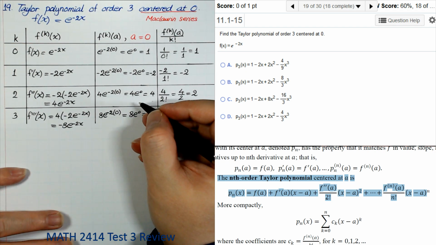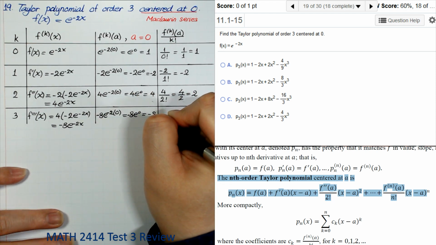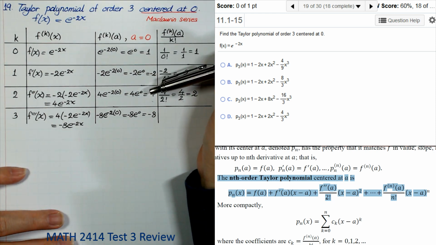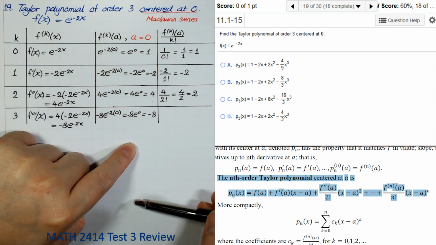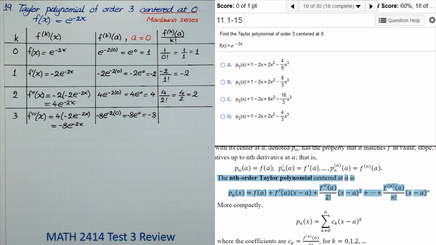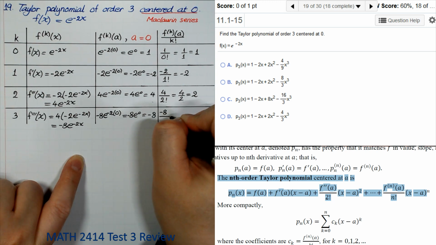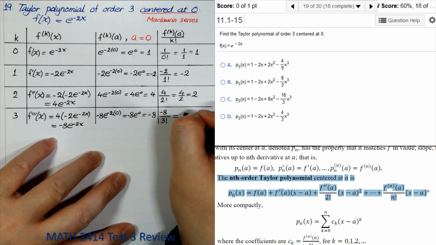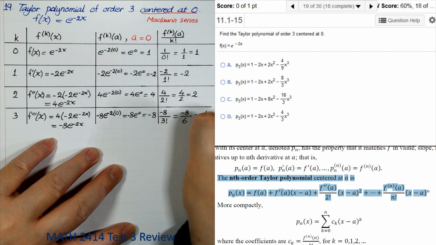E to the 0 power is 1. Did I forget? Yes, I forgot the negative. If you realize the pattern, it is 1 times negative 2, times negative 2, times negative 2. So the next ones are going to be positive 16, negative 32, positive 64, just multiplying by negative 2 every time. But we have to divide by the factorial. 3 factorial is 6, so negative 4 over 3.